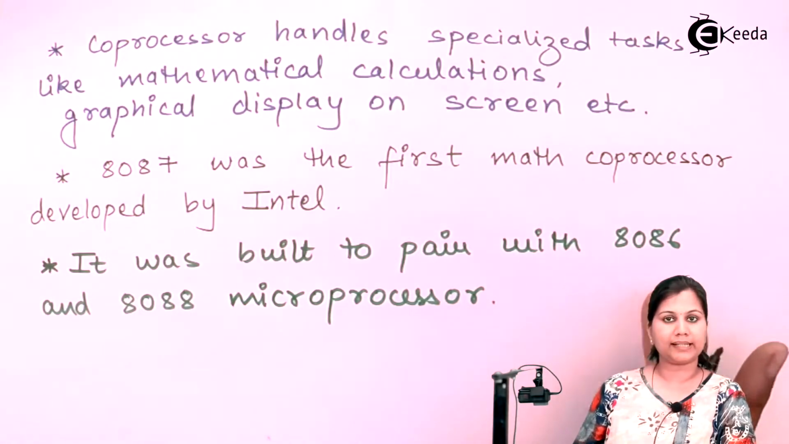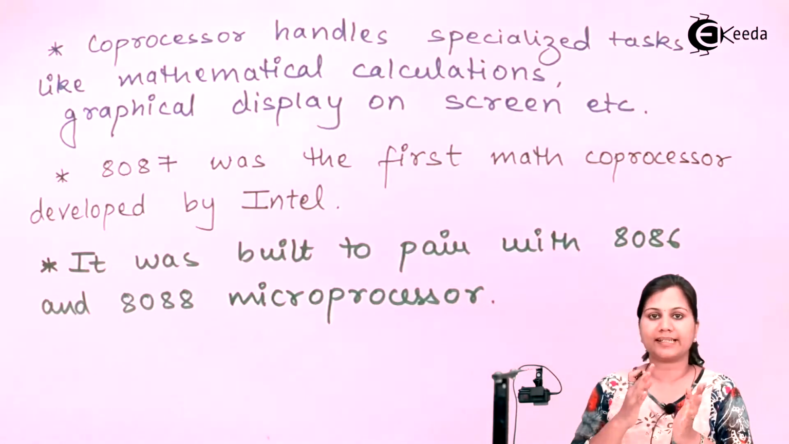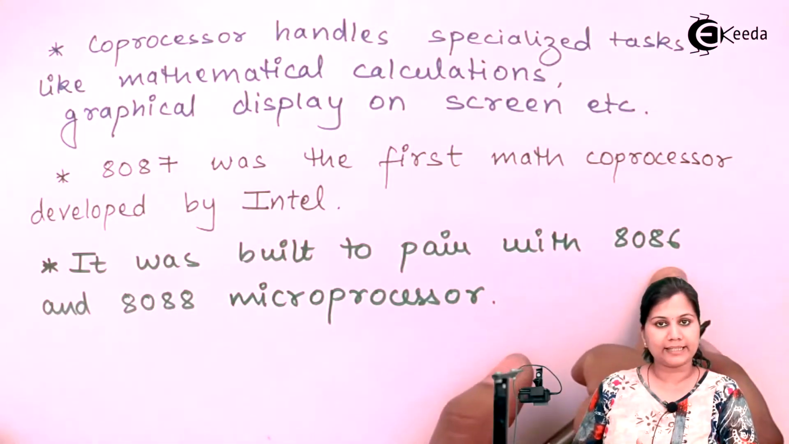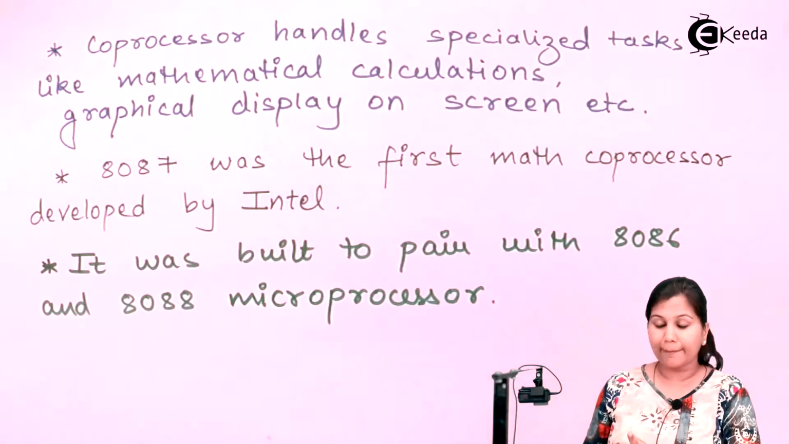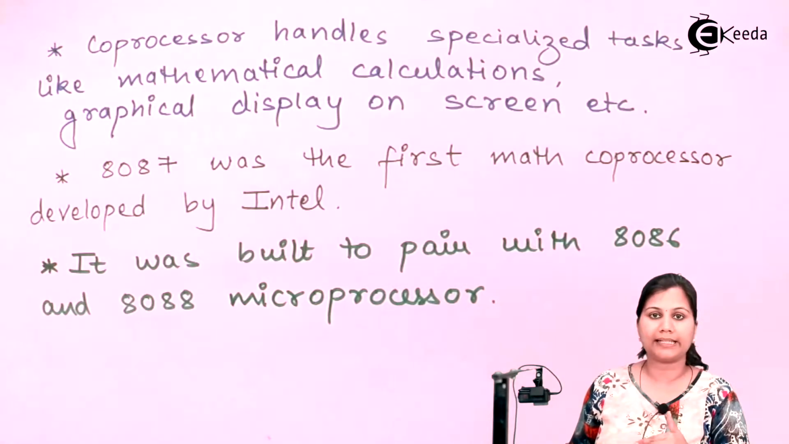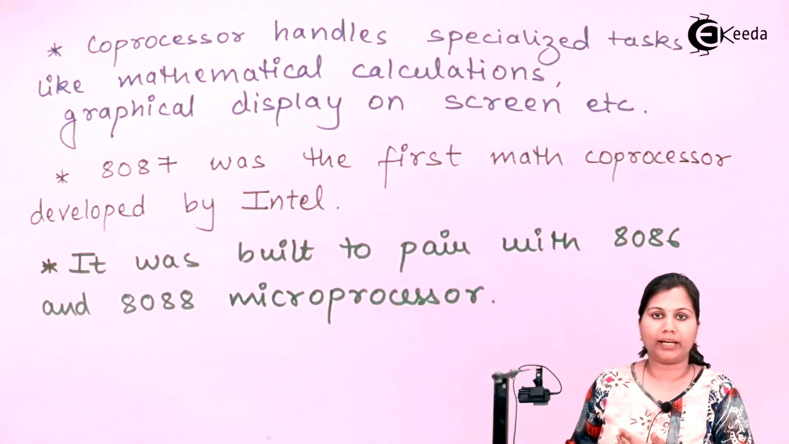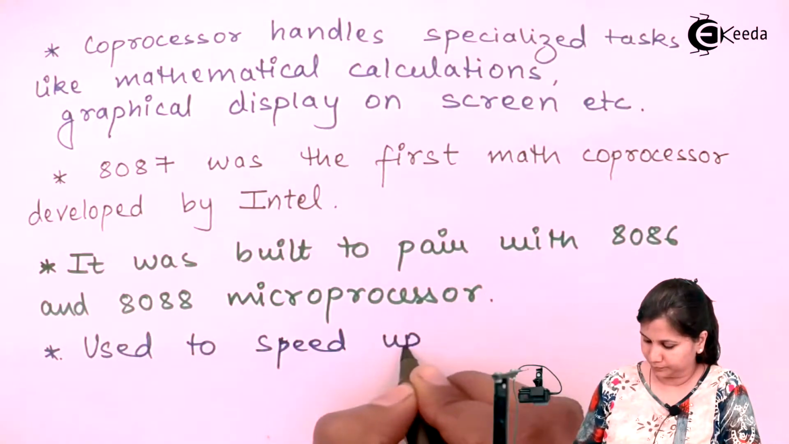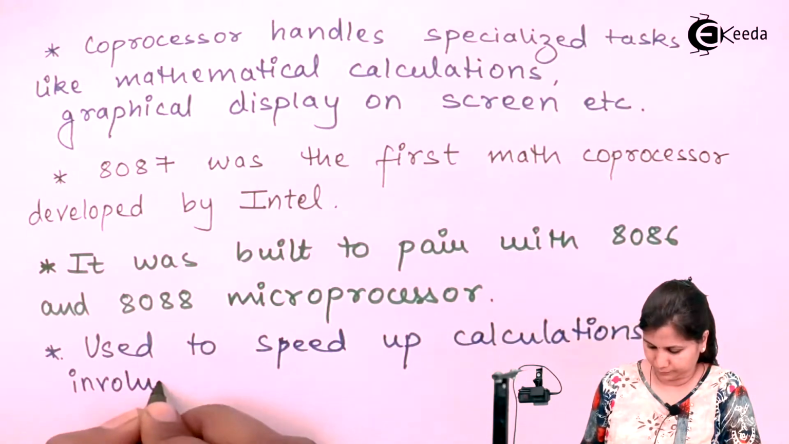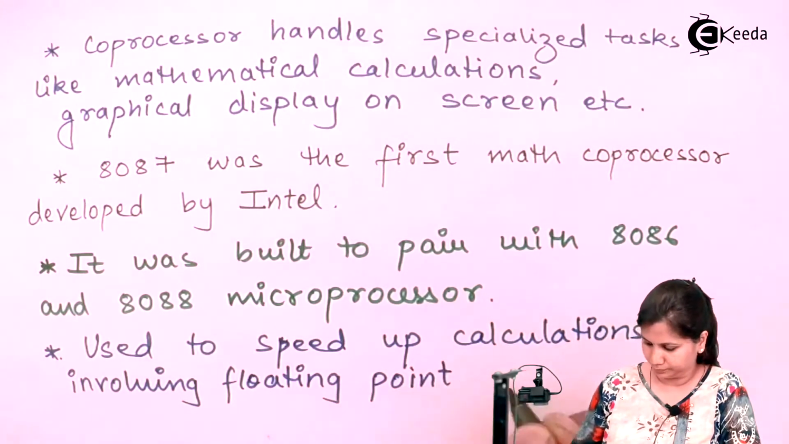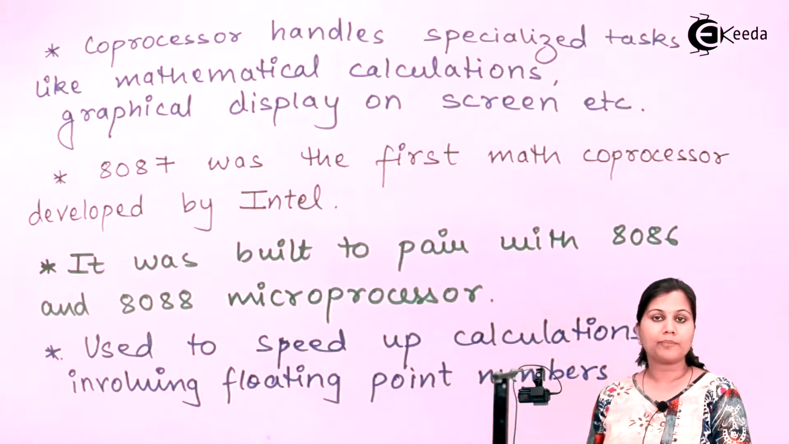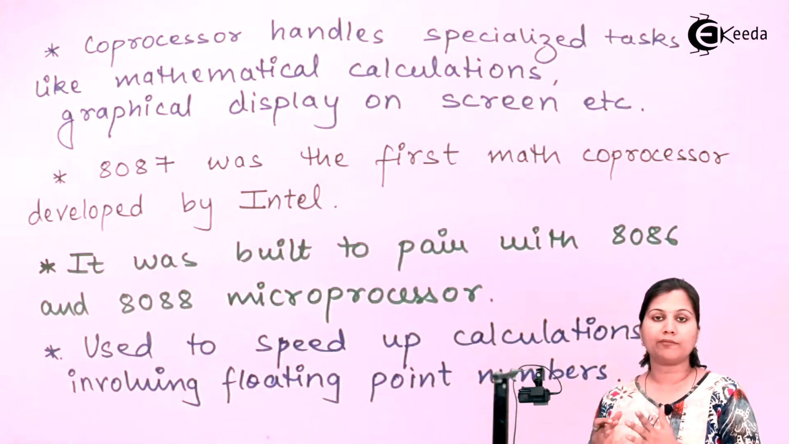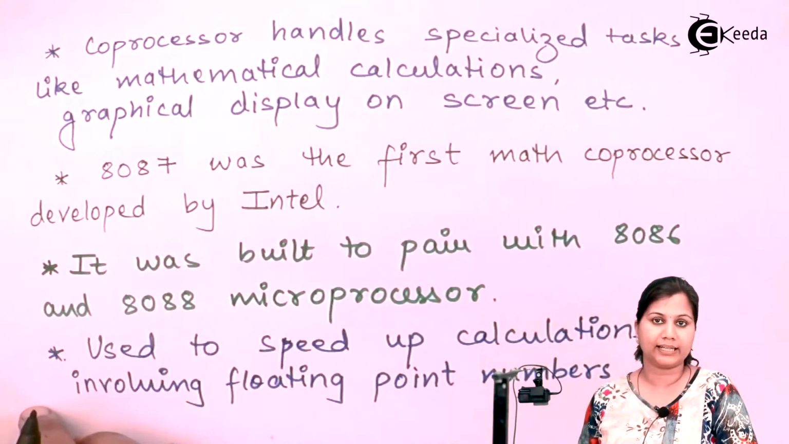Every microprocessor of these families, 8086 and 8088, has its own coprocessor. So the 8087 is the first coprocessor which was developed to pair with the 8086 and 8088 microprocessors. It is a high performance numeric coprocessor and it performs all the high speed calculations which the 8086 and 8088 microprocessors cannot perform. It performs all the arithmetic and logical operations, all the calculations involving floating point numbers, because floating point number calculation cannot be done by the 8086 and 8088 microprocessors.